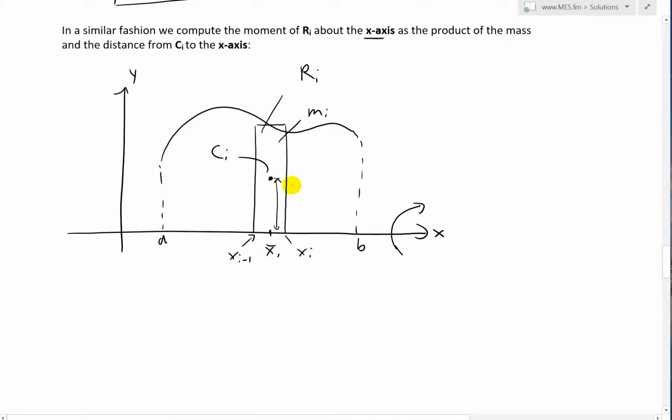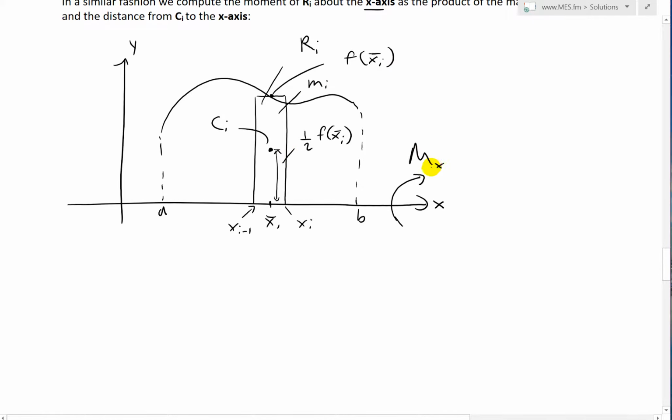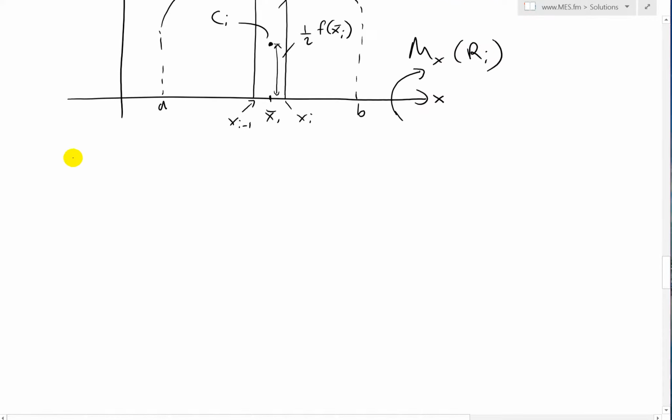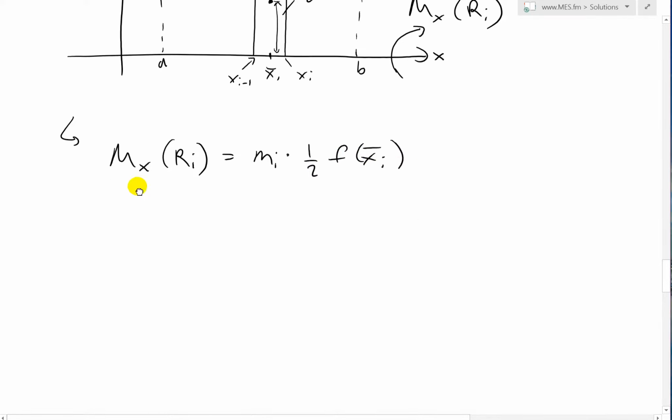This is our ci, and this is going to be 1/2 of f of xi center line, which is this is our f of xi, like that. So that distance times the mass is going to be the moment Mx of the Ri region. We could write that down as Mx, the moment of this Ri region about the x-axis, which equals the mass of that region times the distance to its centroid from the x-axis, which is 1/2 f of xi center line.